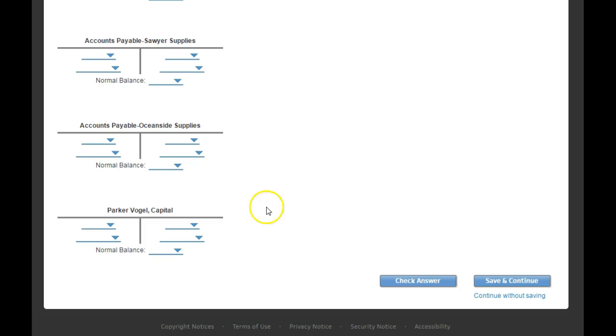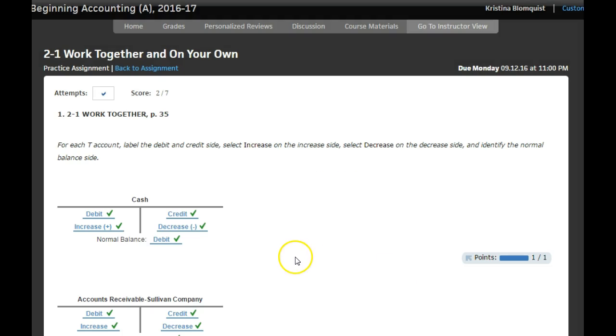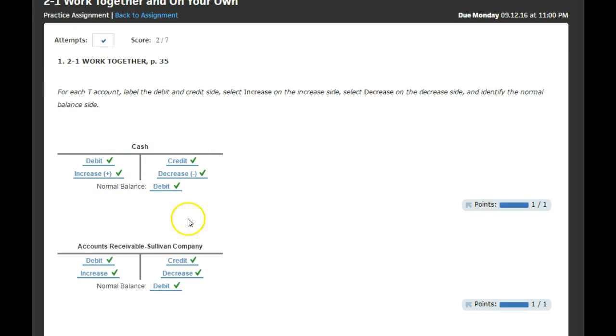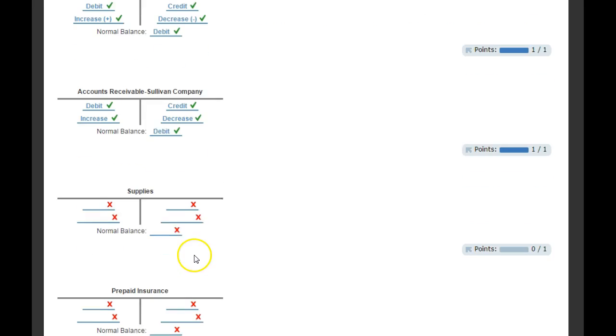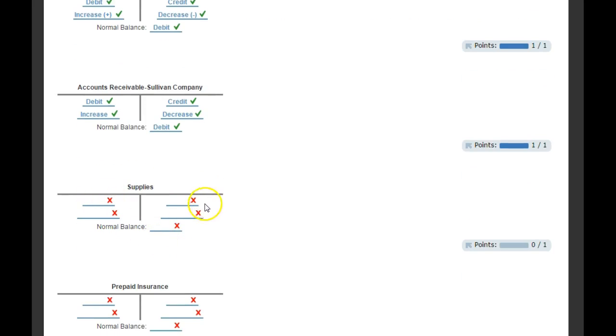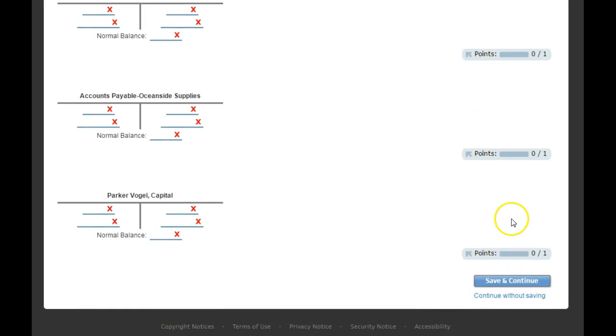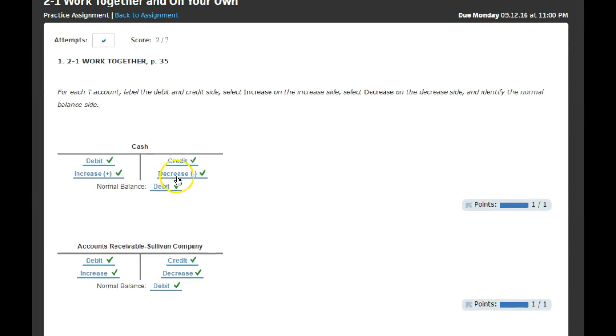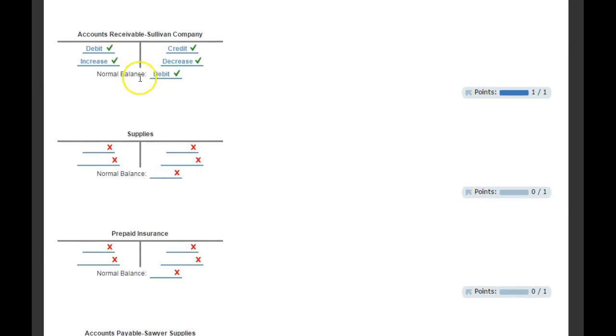Now that we have looked at capital, you can see right down here we have the option to save and continue, to continue without saving, and also to check our answers. I'm going to click check answer. What you'll notice after you check your answers in Aplia is that anything you got correct gives you a green check mark. When you don't answer, or have things missing, you'll see red X's. As for the points earned, when I got the entire thing correct, I earned a point, and when I didn't enter anything, obviously I received a 0.